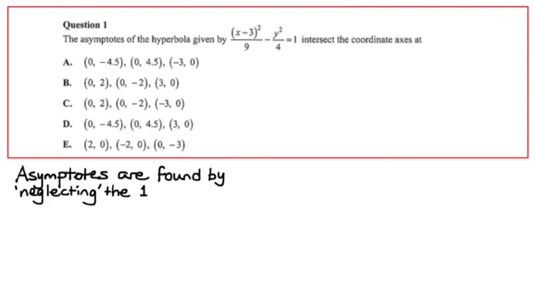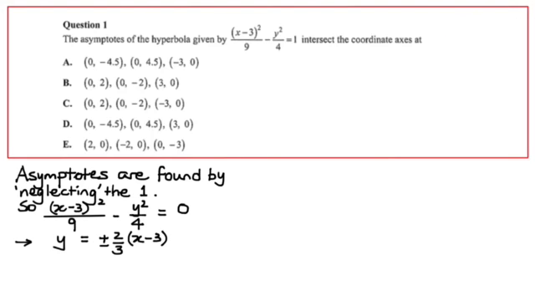The asymptotes are found by neglecting the 1. That's right, you neglect this 1 here and you'll get the asymptotes, and then you just solve that as appropriate. So we've got that equation there. Now all we need to do is to set x equal to 0 to work out where the y-intercepts are, and then set y equal to 0 to get where the x-intercepts are, and we're laughing. Okay, so that's the solution for the asymptotes once you solve that equation above.